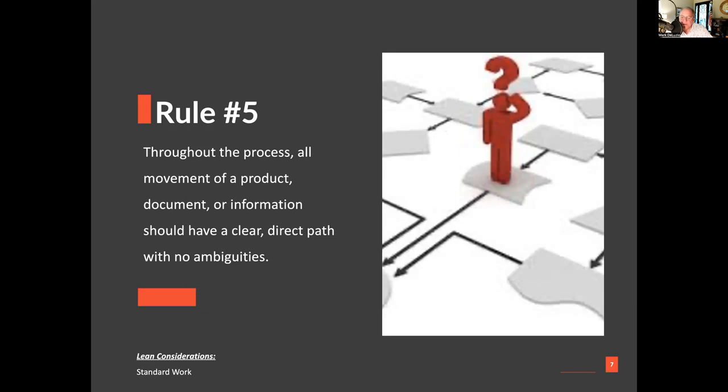These were the rules that Toyota came up with as far as how they looked at improvement and how they looked at processes. So in other words, all processes, movement of a product, document, information should have a clear, direct path with no ambiguities. And again, standard work is really good for that. When you write standard work, real standard work, that word gets thrown around a lot in terms of what real standard work means. But anyway, that's one of the things you might think about when you try to understand what this all means.